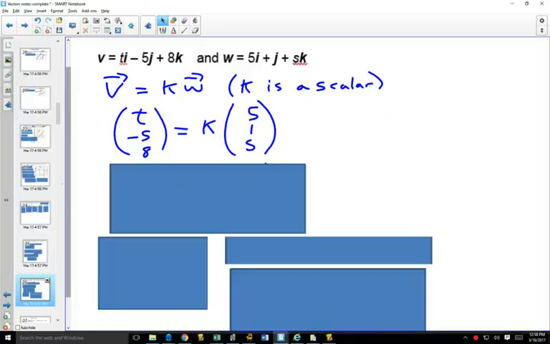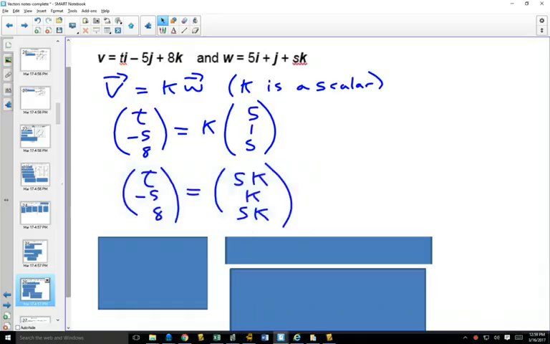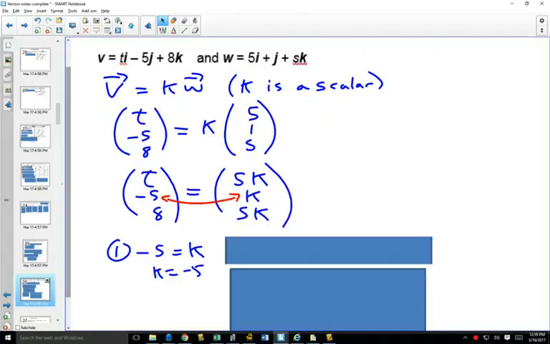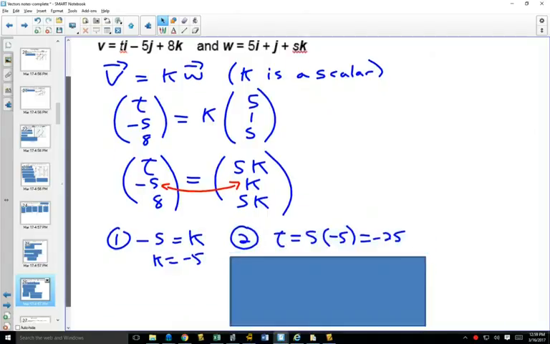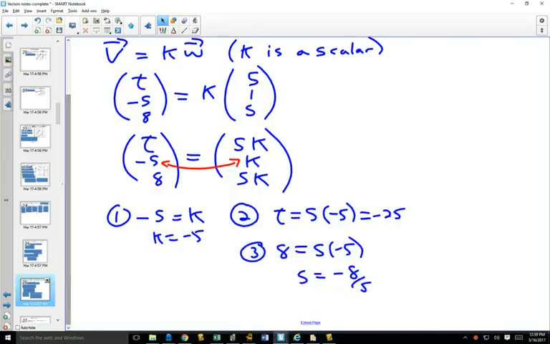So if we write these as column vectors, sometimes it's really easy to see what k is. Which coordinate will tell you what k is? The x, the y, or the z? The y. In fact, once you distribute the k in, it already tells you from your y coordinate that k has to equal -5. Well, if you know that, you can solve for t, and you can solve for s.